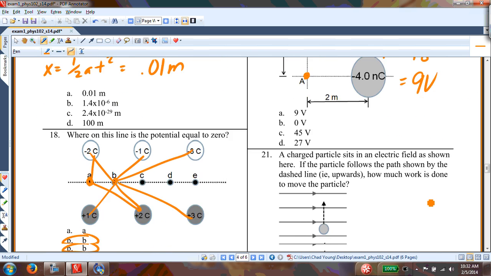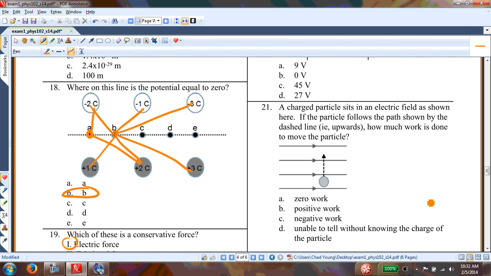A charged particle sits in an electric field as shown here. The particle follows a path shown by the dashed line. How much work is done to move the particle? It's moving along an equipotential line, so it has no change in potential or no change in energy. That means that there is 0 work.